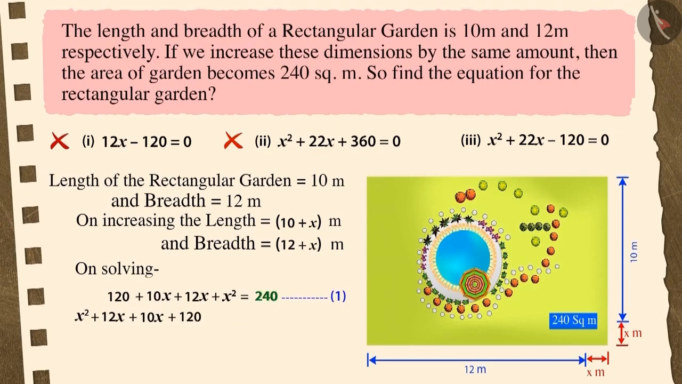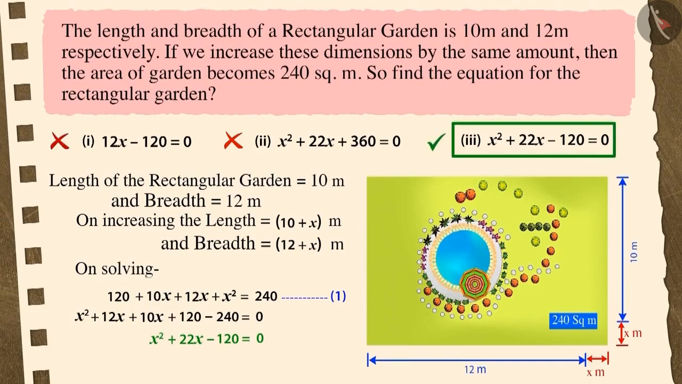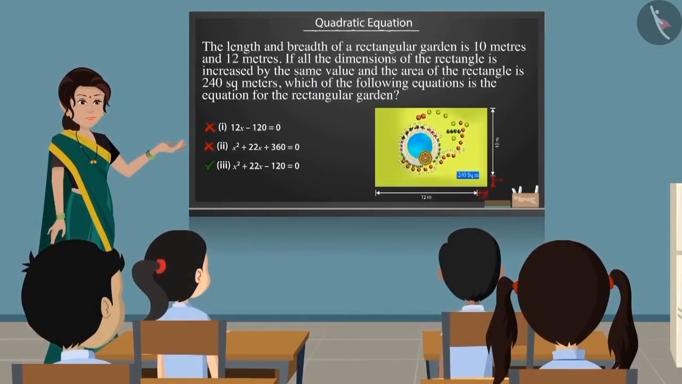Transpose 240 in the RHS of the equation to the LHS and change its sign to solve it further. We get x to the power of 2 plus 22x minus 120 equals 0. This is the equation of the rectangular garden. Hence, option 3 is correct. So, I hope you understood why only option 3 is correct and the other options are incorrect. A teacher can test the knowledge of her students in a class by using such examples.